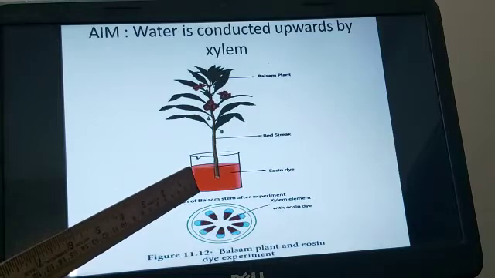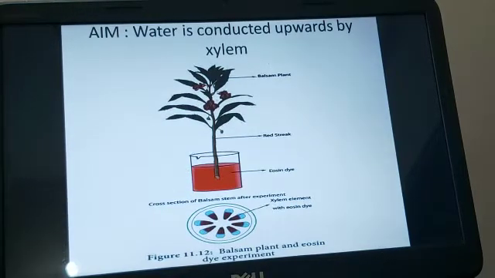So please remember children, discard this carrot or radish after you complete the experiment. This should not be eaten by you or anybody else in the house. So remember to discard this particular carrot or radish after you have used it in the experiment.